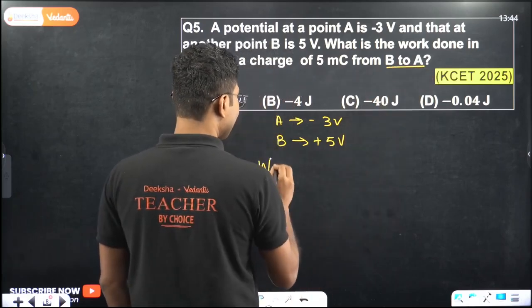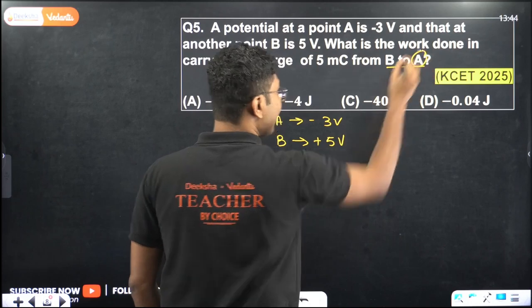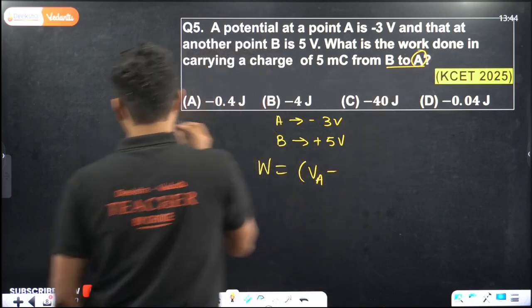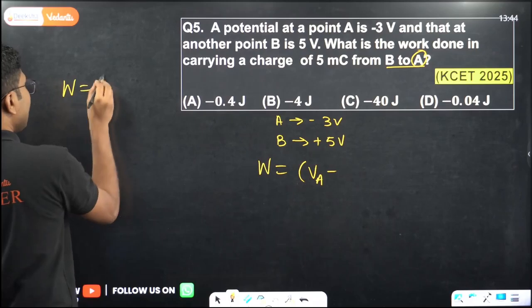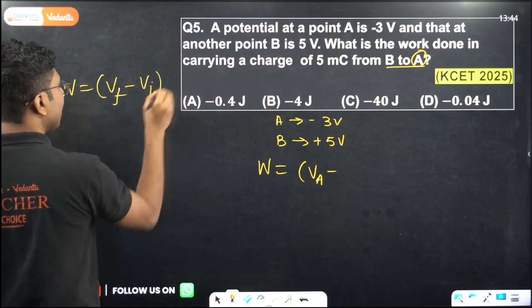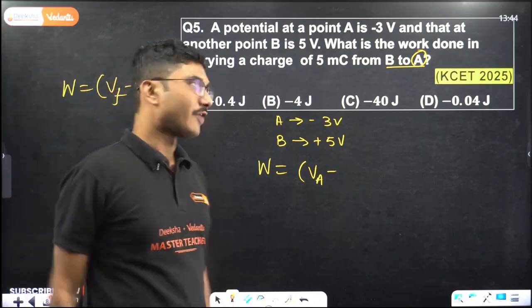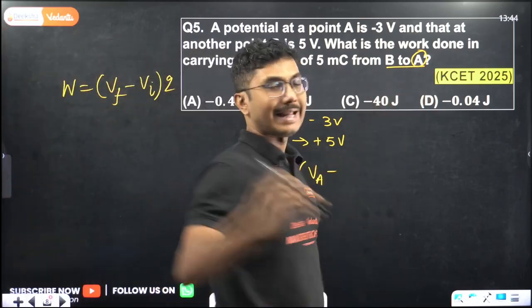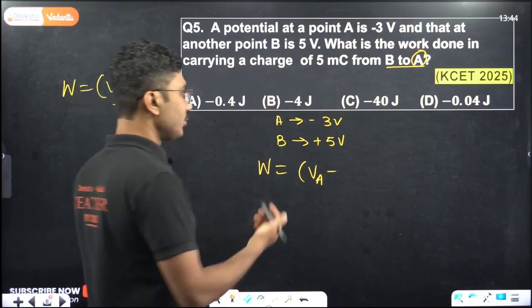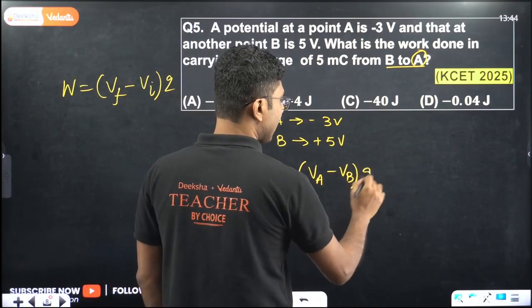So work done is given by final potential. Here the final point is A. So remember, final minus initial. Work done is always V final minus V initial into charge. So you have to be careful in your head about which point is final. So from B to A means A is the last stop, B is the starting point. So final minus initial into charge.